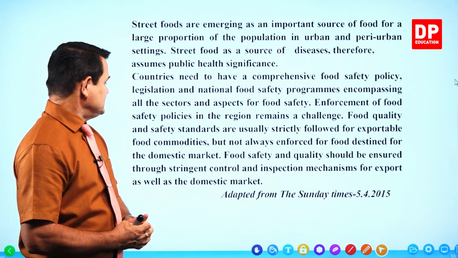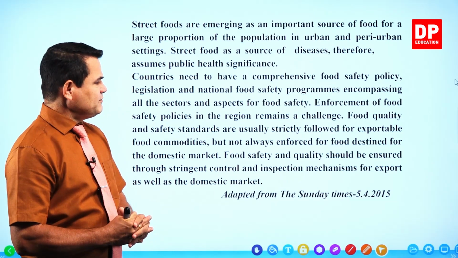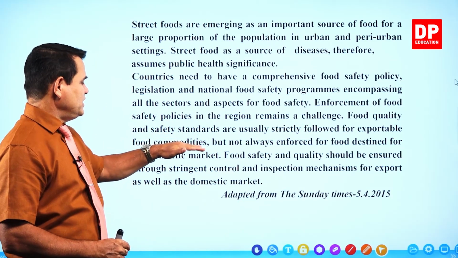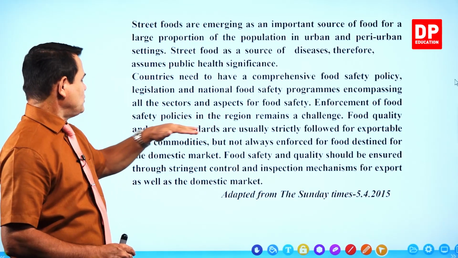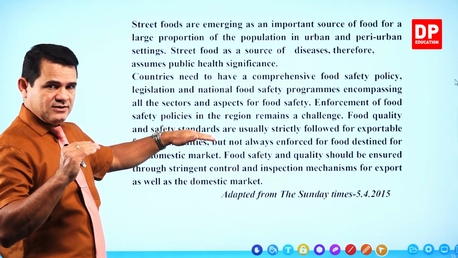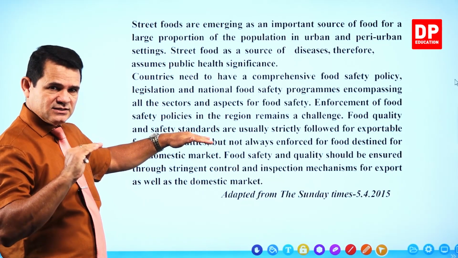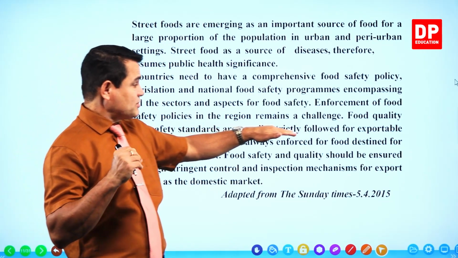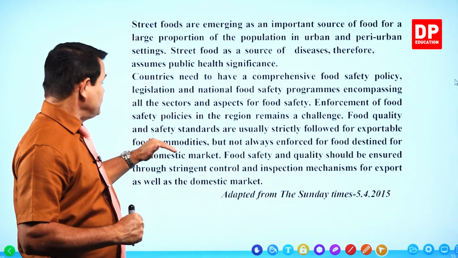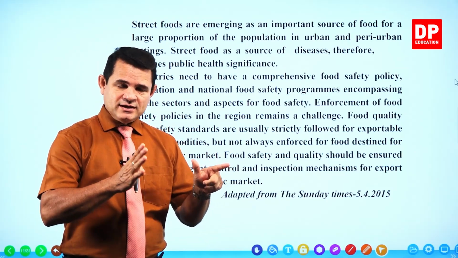And food quality and safety standards are usually strictly followed for exportable food commodities. These now, food quality and safety standard. Quality standard and safety standard. Quality එකේ තියෙන standard එක, ඒ වගේම safety එකේ ආරක්ෂිතභාවයේ තියෙන standard එක usually strictly follow, තදින්ම follow කරන්නේ for exportable food commodities. අපනයනය කරන ආහාර ද්‍රව්‍යවල අන්න ඒවයි quality එක හොඳටම බලනවා.